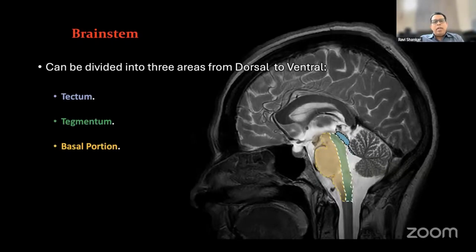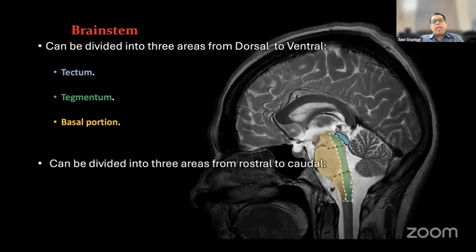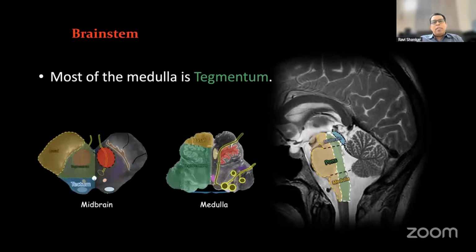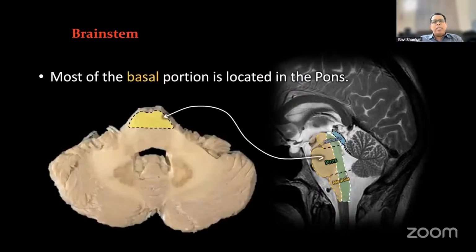But if you look into the anatomical classification of the brainstem, from rostral to caudal, it is divided into midbrain, pons, and medulla. This is the classification we really talk about, and we study all the anatomy based on it. If we combine these two classifications, we see that the tectum is mostly limited to the midbrain, most of the medulla is made up of tegmentum, and the basal portion mainly forms the pontine part of the brainstem.